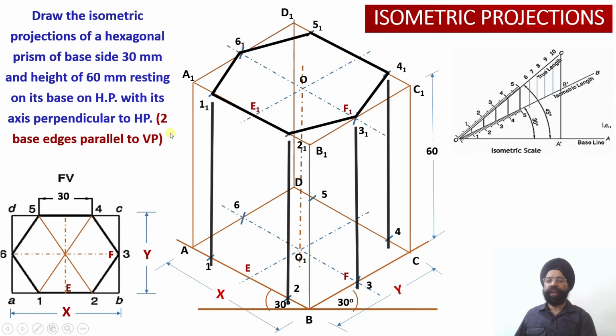Now corresponding to the vertical edges, we can see 1 1' is visible, it is lying in the front side. 2 2' is also visible, it's lying in the front. 3 3' is also visible, and 4 4' is also visible. But 5 5' and similarly 6 6', these two vertical edges are not visible. So they will be drawn by using construction line.